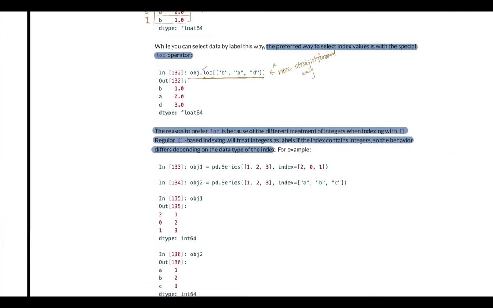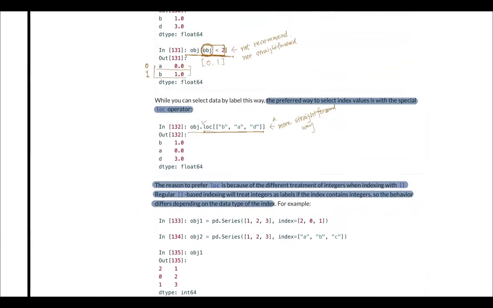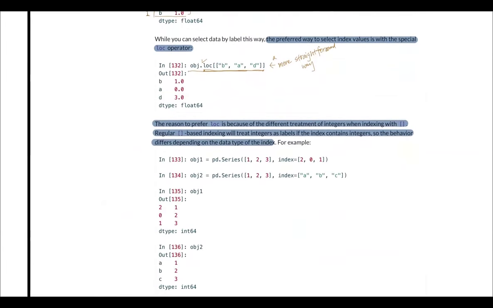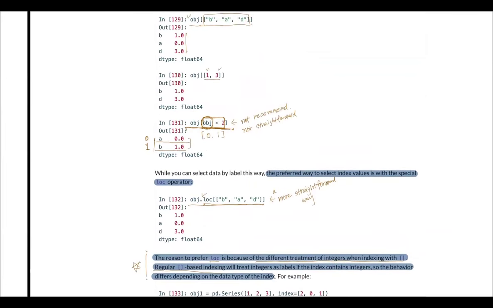Okay, or maybe you can use this one, maybe the iloc function is possible. In here this one is very important, because the reason why we put it to iloc is the different treatment of the integer when indexing with bracket-based indexing. Here we are actually calling one and three as an index name, but this index name is not actually a number. It is more like a string, like a character, or more like a factor kind of variable.